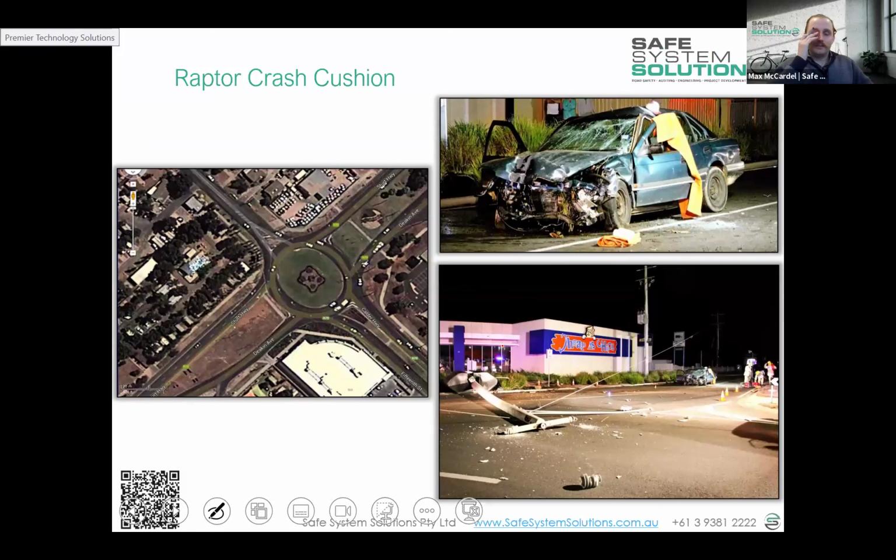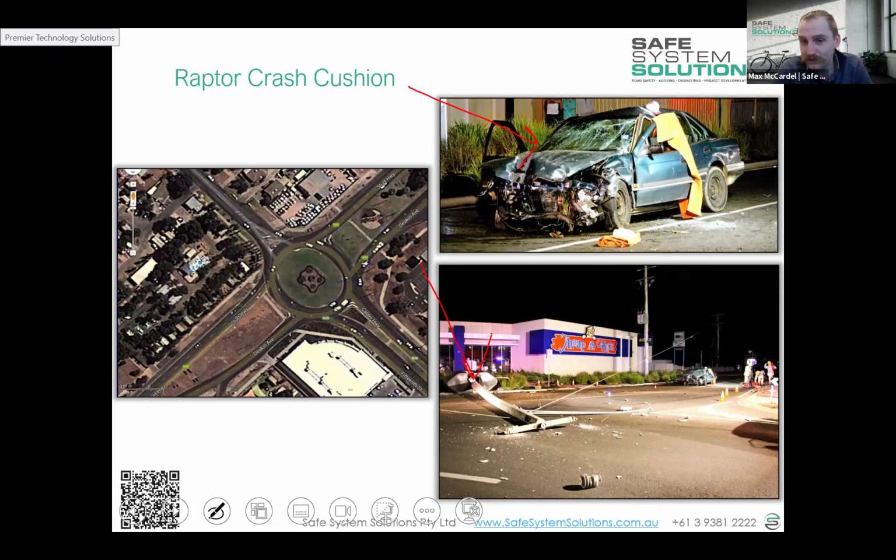All right. Just wanted to touch on another neat little treatment, which is referred to as a Raptor crash cushion. It's a proprietary product. And what we had here, this is in the township of Mildura, a rural town up in Victoria. Some young males driving at 2 a.m., approaching this roundabout, potentially under the influence at high speeds, go through the roundabout, and they collided with a utility pole.